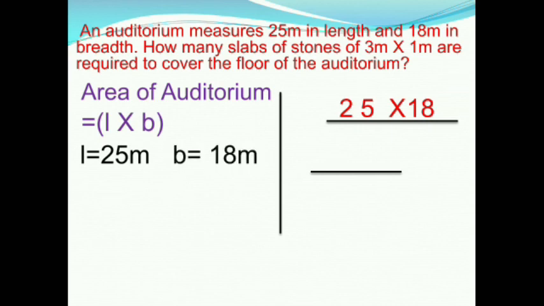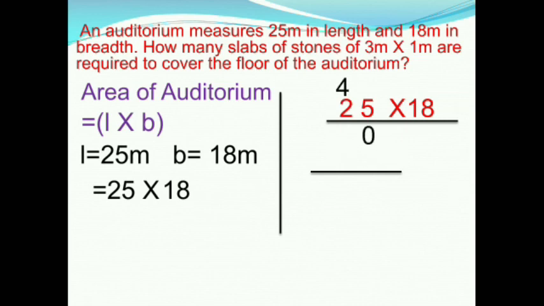Yes, B equals 18 meter. Now we should multiply 25 by 18. First we should multiply 8 and 5. 8 5s are 40. Write 4 carry above the 2 and write 0 below the 5.